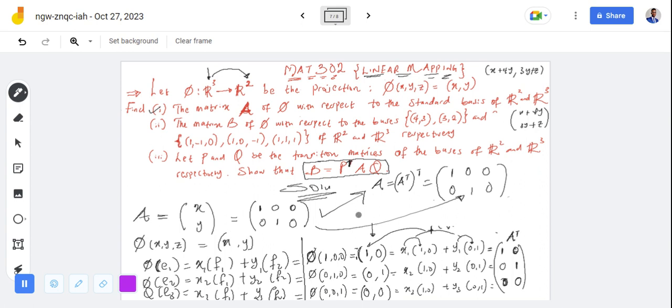In that case, we want to now find matrix B of phi with respect to the basis. Now we are given the basis here. I notice that this one is an image of R2, right?